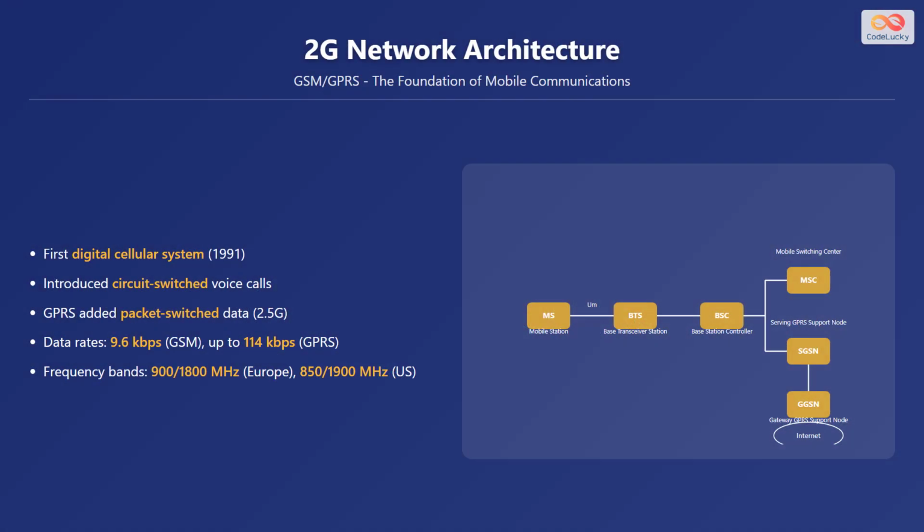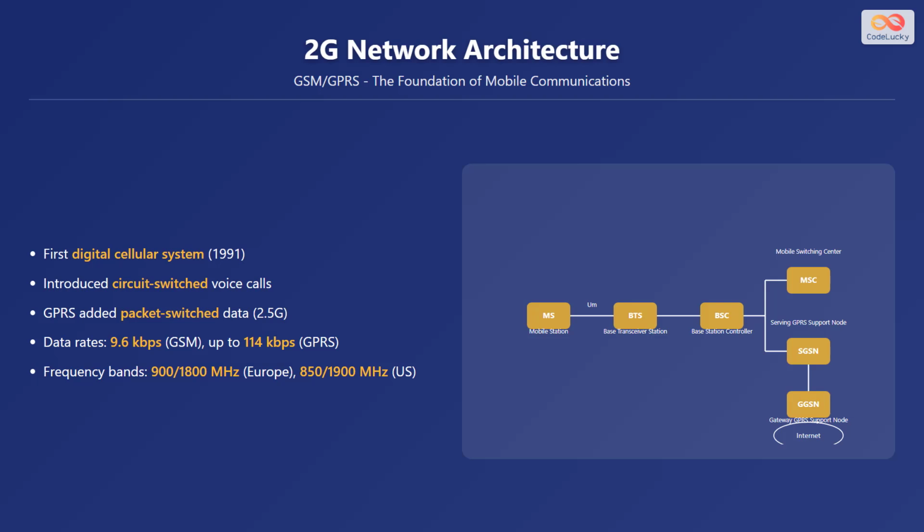We will now delve into the architecture of 2G networks, also known as GSM or GPRS, which laid the foundation for modern mobile communications. 2G represents the first digital cellular system, launched in 1991. It introduced circuit-switched voice calls for making phone calls. GPRS, or General Packet Radio Service, added packet-switched data capabilities, evolving into what is called 2.5G.